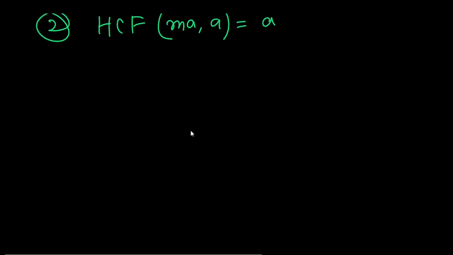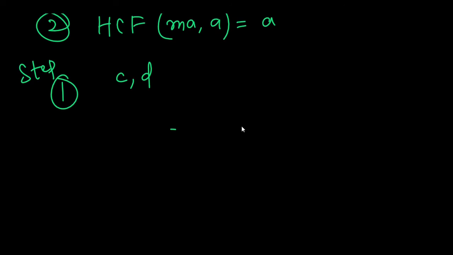So what is the first step? In step 1, we take whole numbers C, D, where C is greater than D. Now apply Euclid division lemma. Apply Euclid division lemma to the two whole numbers taken. C is equal to DQ plus R.